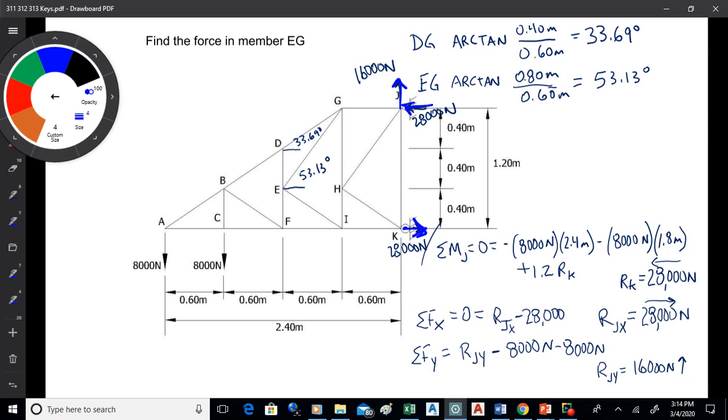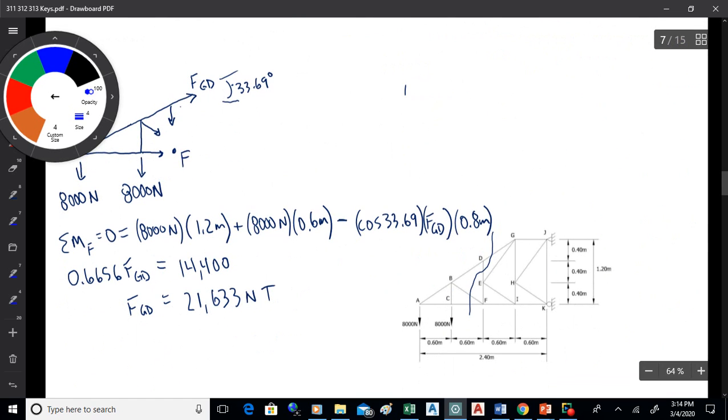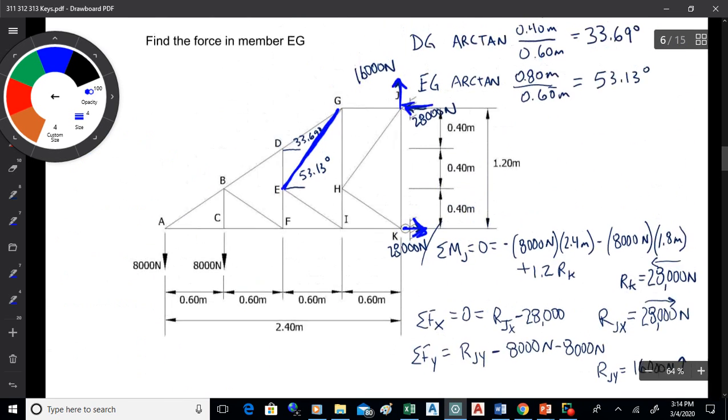Now you want to find the force in EG, this one. Okay, so usually you start these by finding the reactions and angles. Okay, I think most people got that right. Now, the next thing I would look at would be, okay, if I want to find that force, what happens when I take a cut through it?